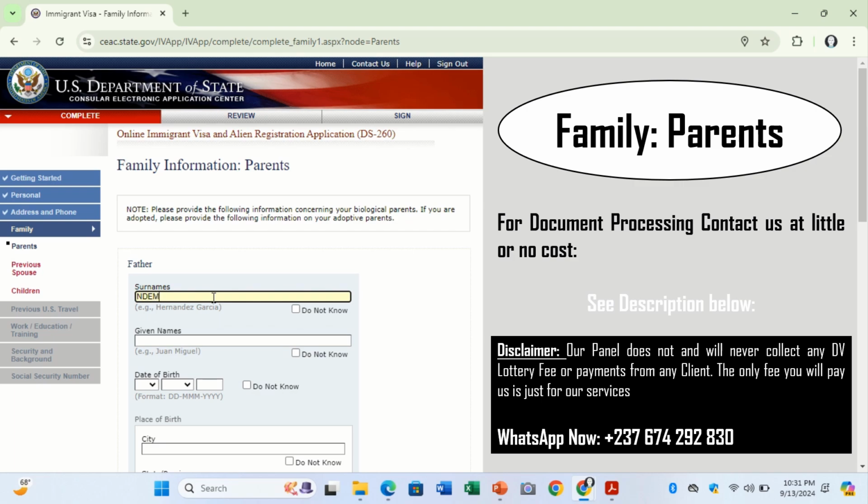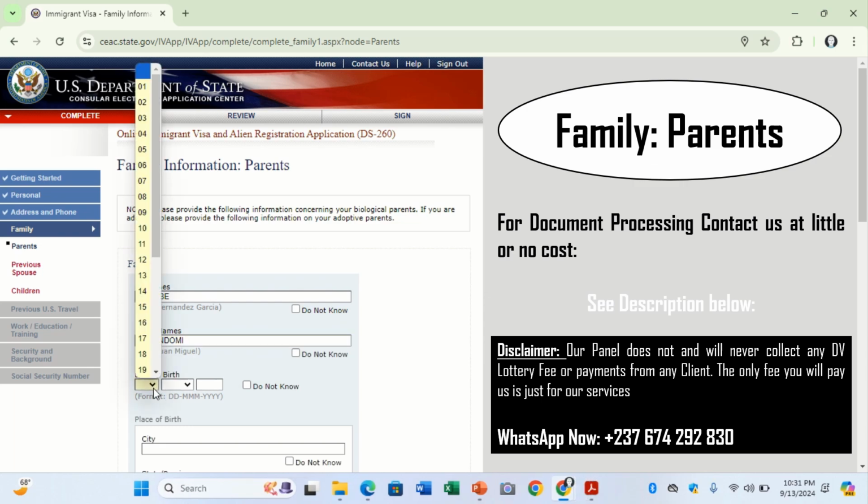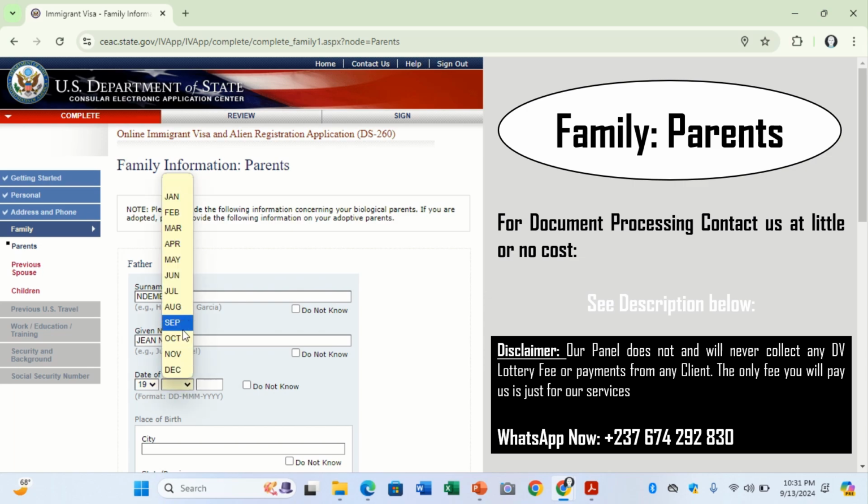So once you get to the parents or the family information, it has three parts. You have the parents, present spouse, previous spouse, and then children. For this particular case, this person indicated that they were single or probably divorced, so they're going to talk about the previous spouse, if there is any, and children.